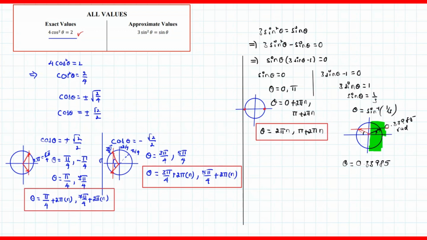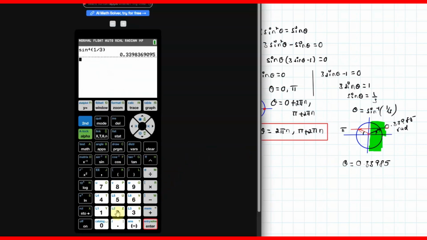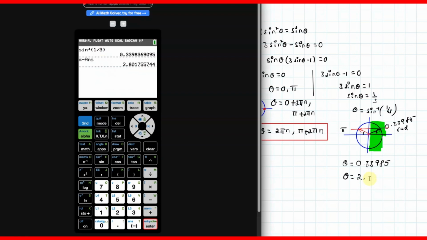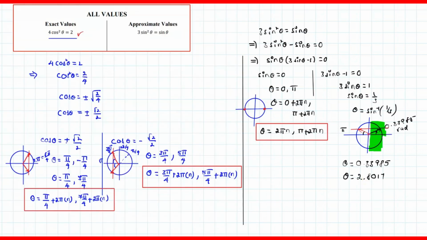Okay, so use the calculator. Second, pi minus answer. So that is 2.80175. So the second angle is theta equal to 2.80175 radians. Since we have to find all the solutions, we have to add the period of the sine function, that is 2 pi n. So these are the solutions.